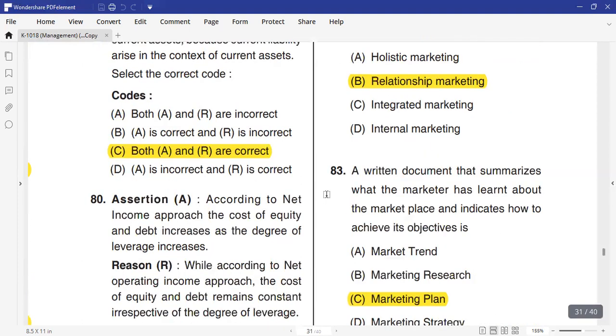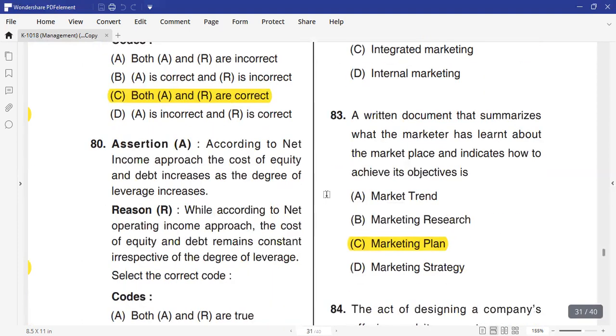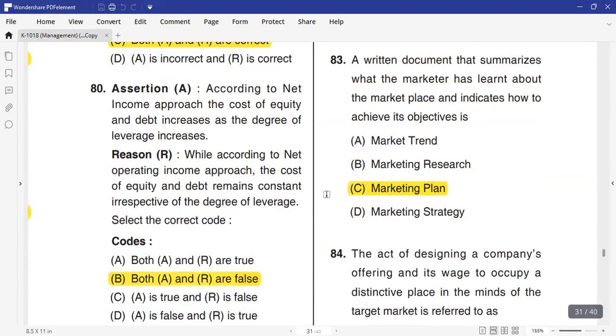80th question, once again assertion and reasoning. According to net income approach, the cost of equity and debt increases as the degree of leverage increases. The reason for this is, while according to net operating income approach, the cost of equity and debt remains constant irrespective of degree of leverage. So the correct thing is both A and R are false. That is, both assertion and reasoning are false. So the correct answer for 80th question is B. So that means both are false.